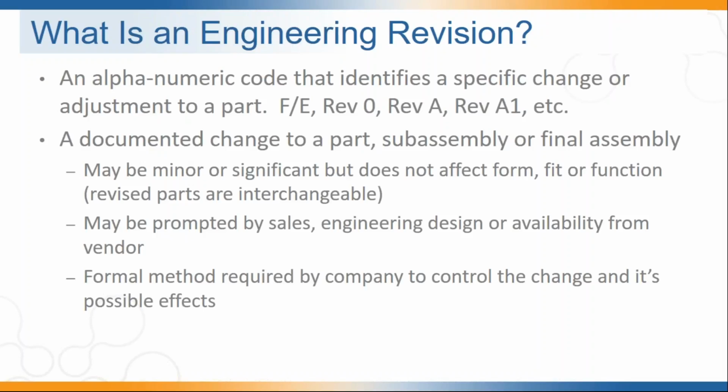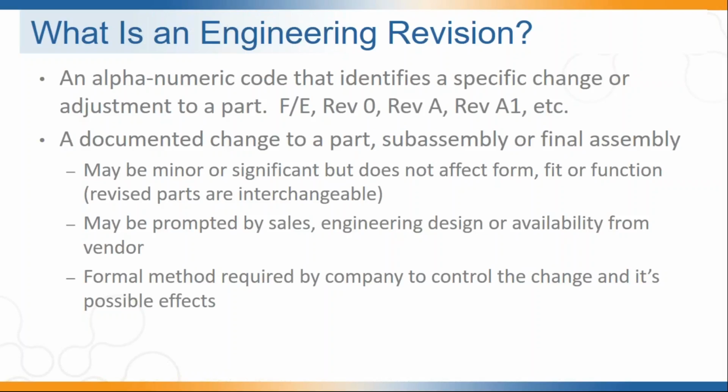So let's talk about first revision control, engineering revisions. Engineering revisions are typically an alphanumeric identifier of a specific change or adjustment to a part or an assembly. So I've given a couple examples of what a revision might physically look like if you were looking at a document that contained a part and revision. Typically, when a part is first created under revision control, it is assigned automatically revision 0. And then the next revision might be revision 1. It could be revision A or A1.